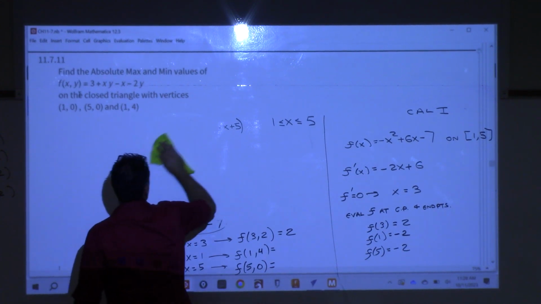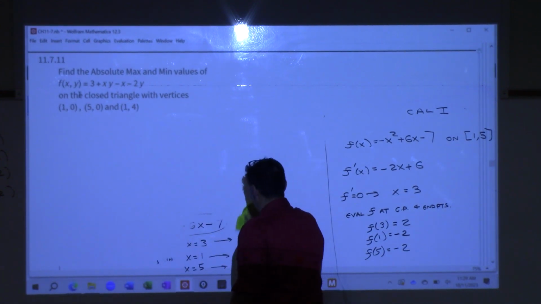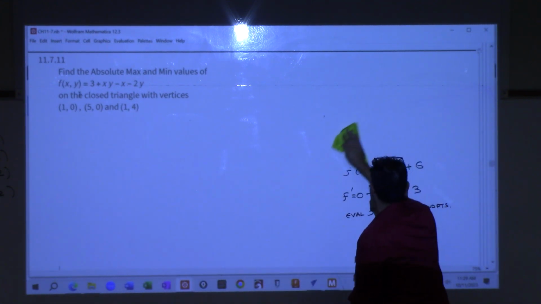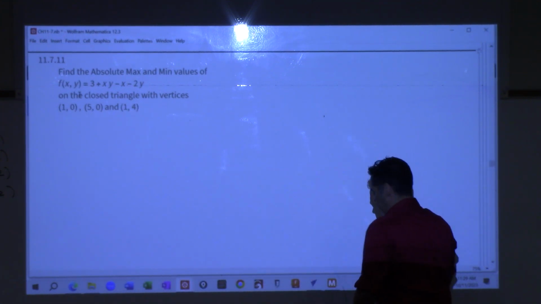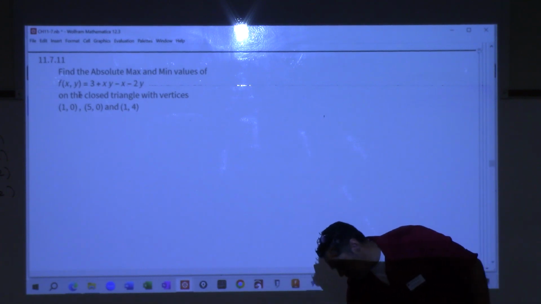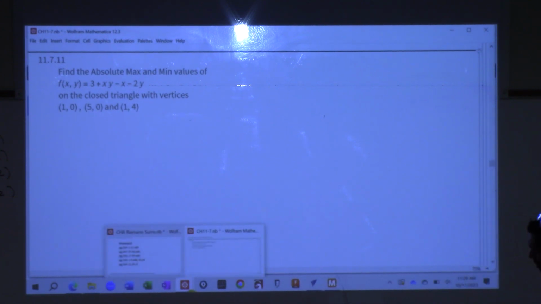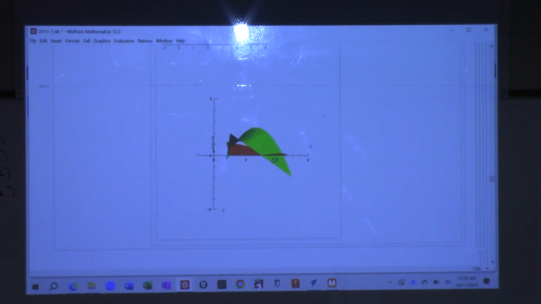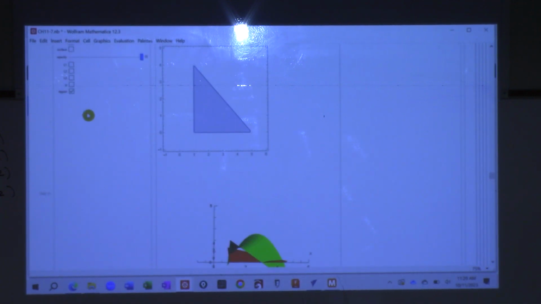All right, so showing you this visually, that green surface we had right there, we just found that there were 2 maxes. Where are they? Here we go.